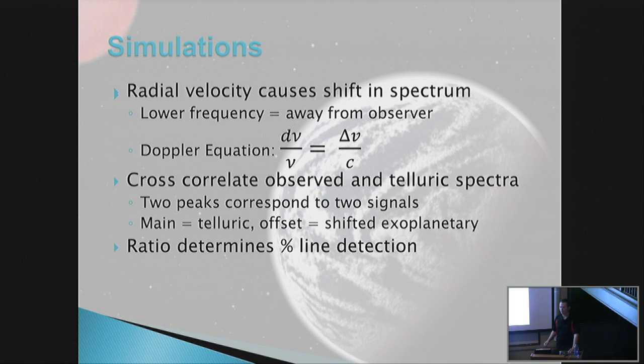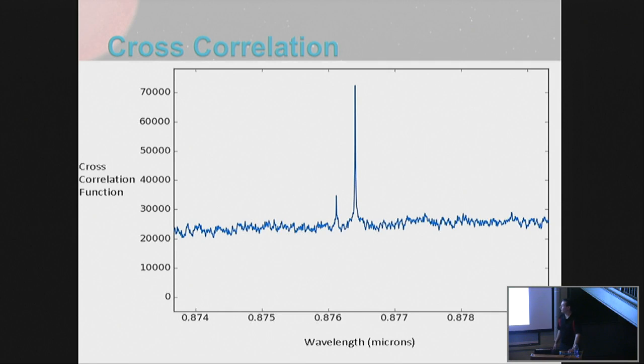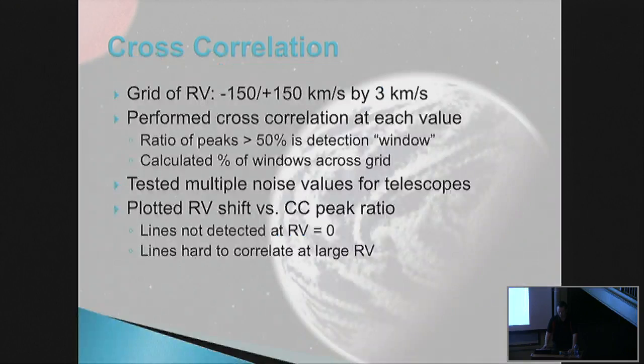And the ratio between the two peaks will determine the percentage of the lines of the exoplanet that we'll be able to detect. So here's a picture of one. This is of 100 kilometers per second blue shift, so it's slightly closer. And then the ratio of the peaks is, again, the detection percentage.